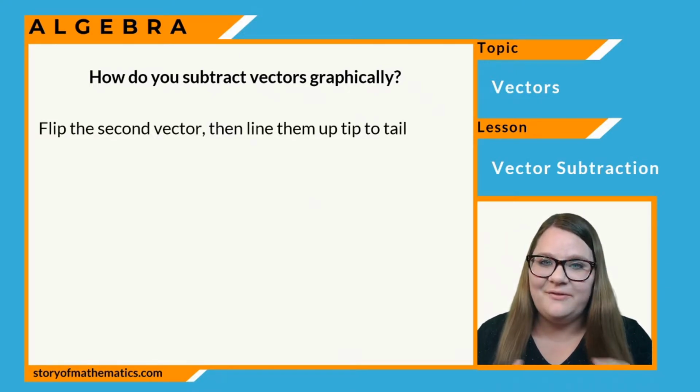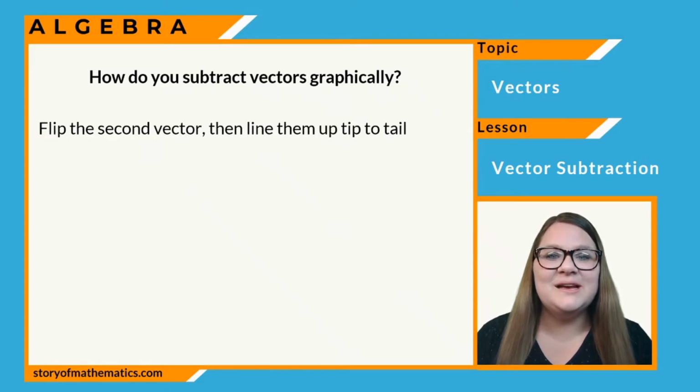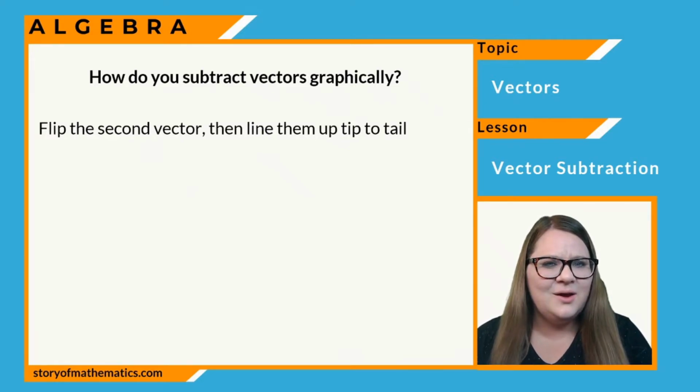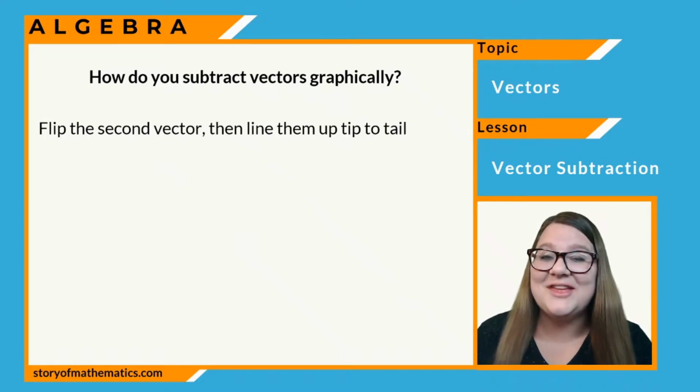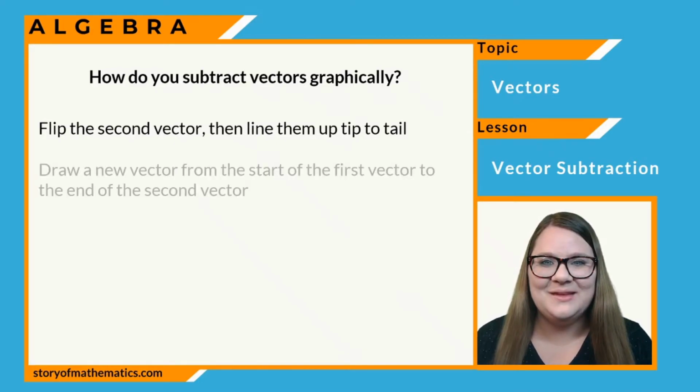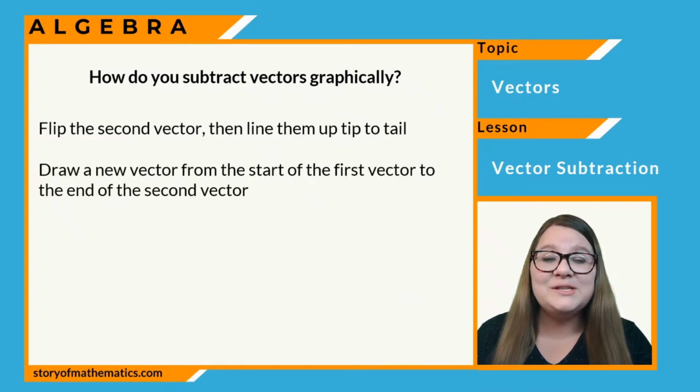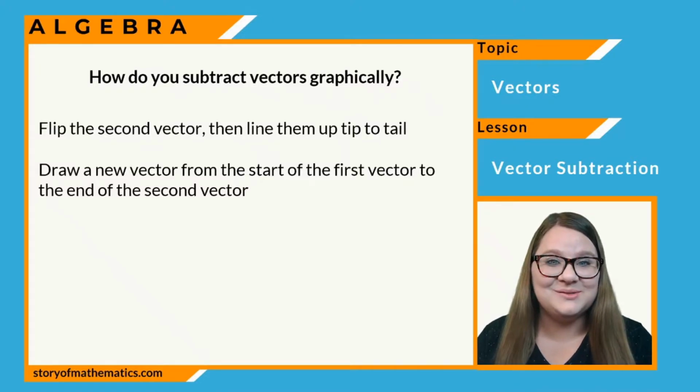The reason why we're going to flip the second vector is because when we're subtracting, we're really actually adding the negative vector. And the negative vector just means the opposite direction. Then we're going to be able to do just like what we do with addition, which is connect the start point with the end point, and that is going to be our resultant vector.